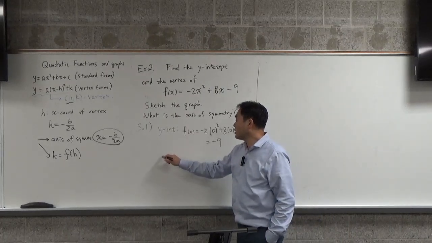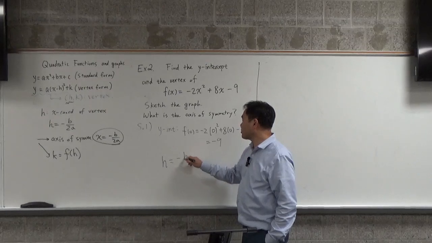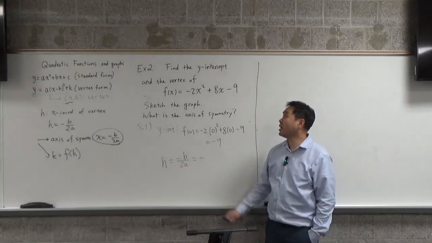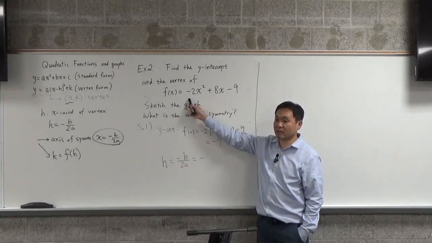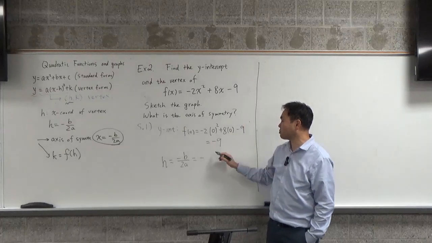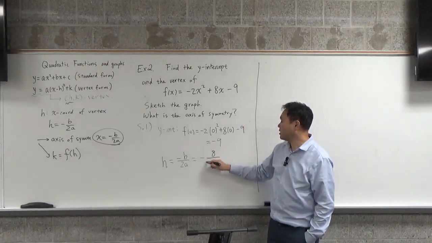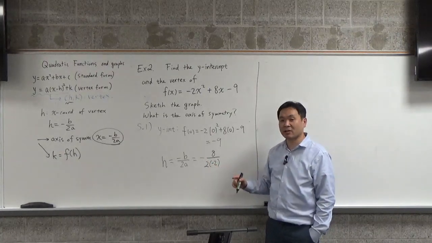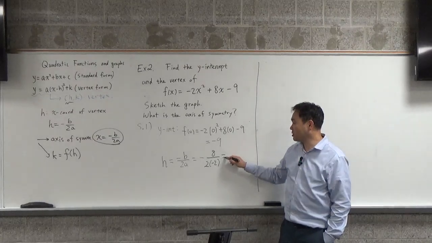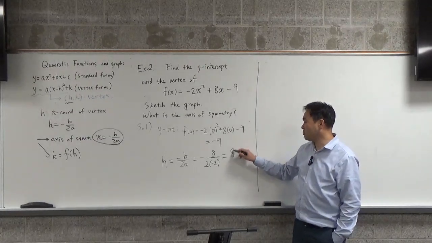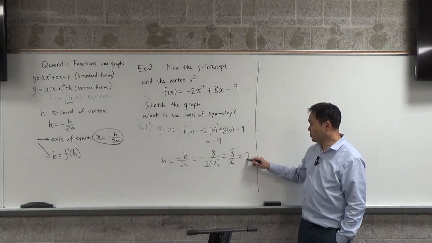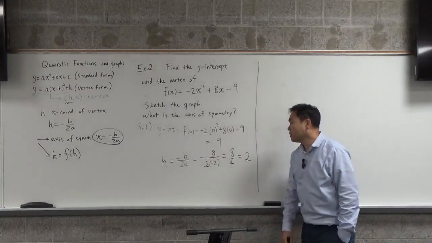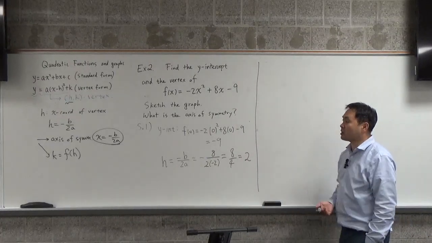And then for the h, this is negative b over 2a. What's the value of b? A, right? It's a, b, c. So a is negative 2, b is 8, c is negative 9. So b is going to be 8, a is going to be negative 2. Now notice that there's a minus here, there's another minus here, so they're going to cancel. So what do you get? 8 over 4, which is equal to 2. Right? 2 times 2 is 4. So that gives you 2 as the x-coordinate of the vertex.